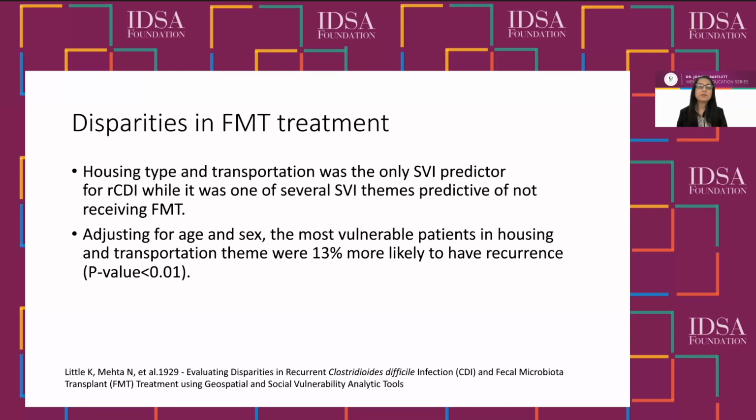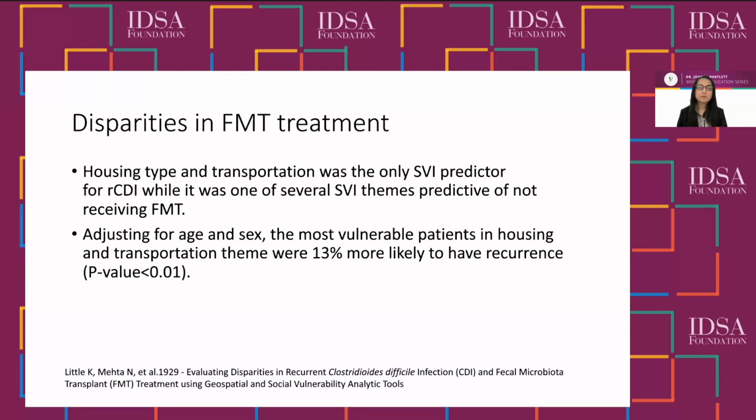Next slide. And what they found was that when they also looked at the social vulnerability index based on where the individuals lived, housing type and transportation was a predictor for recurrent C. diff. And it was also one of several factors that was predictive of not receiving FMT, which leads us to think about problems with access to care and timely access to treatment. But the most vulnerable patients in housing and transportation were also more likely to have recurrence, which again speaks to maybe access to care for initial treatment of C. diff, or lack of follow-up, or inability to afford the medication. We know the costs of fidaxomicin are substantial, for instance.